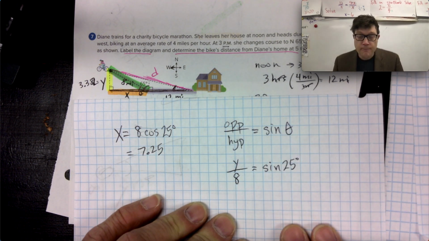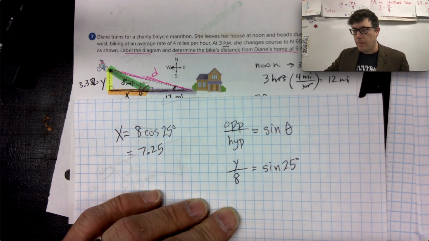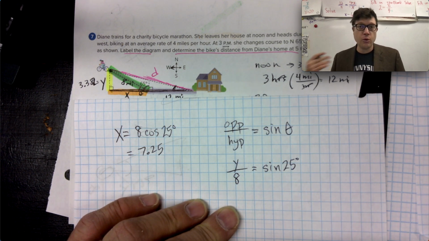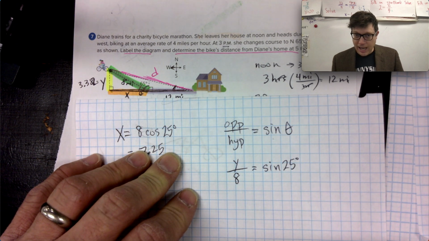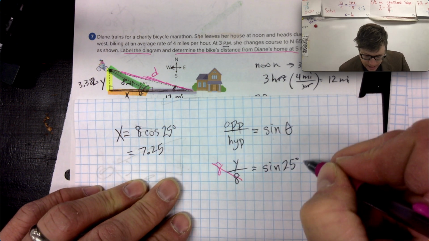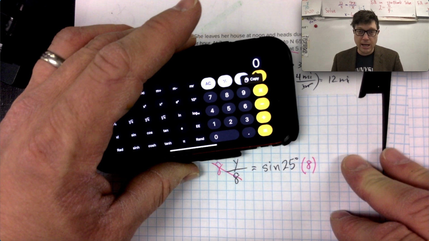And so therefore, in order to calculate y, not using the Pythagorean theorem, but using trig, we just jump to a different trig ratio, sine in this case. And by multiplying both sides by 8, that looks exactly like the solving for x problem. The 8 cancels. When we go to the calculator, again, I'm going to use my phone calculator instead.